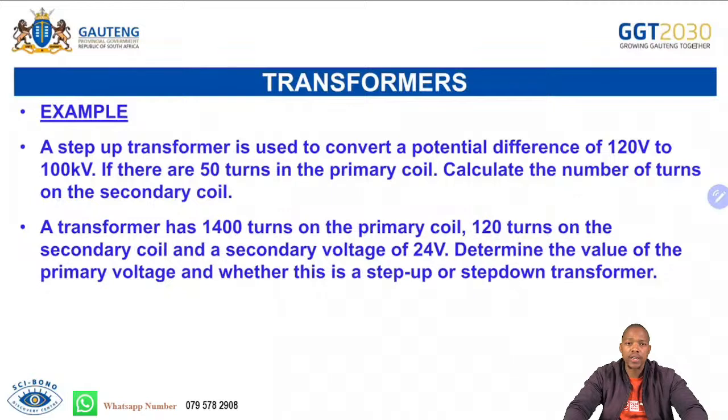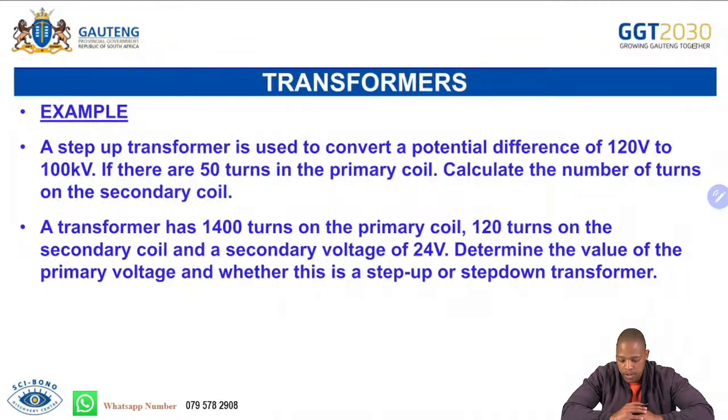So here's our example. Example 1 says, a step-up transformer is used to convert a potential difference of 120 volts to 100 kilovolts. If there are 50 turns in the primary coil, calculate the number of turns on the secondary coil. So as I've said, we could be asked to calculate one of those variables. And how do we do that?